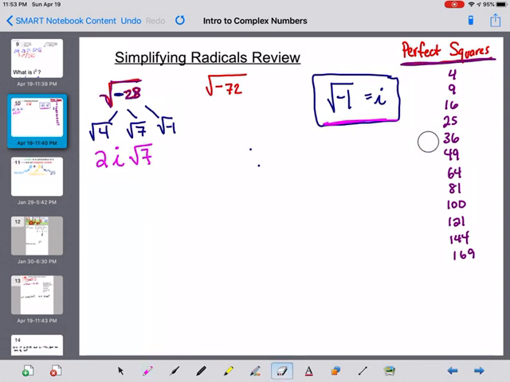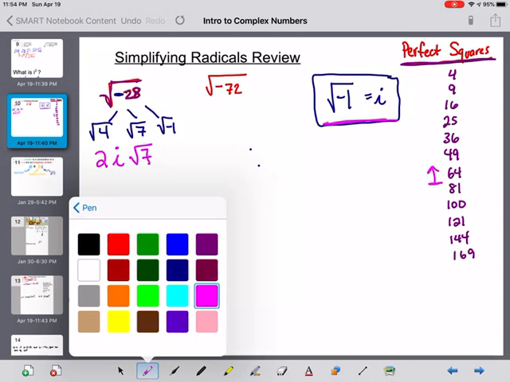We'll try one more. I'm going to do 72. I look at my list, that would fall right about here, and I work my way up. So I put 72 divided by 64 in the calculator. It doesn't work. I try dividing it by 49, and I get a decimal. Then I put 72 divided by 36, and it works.